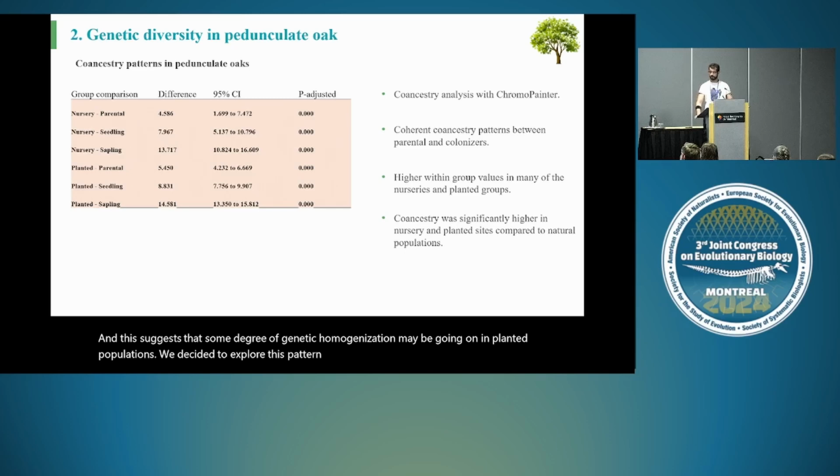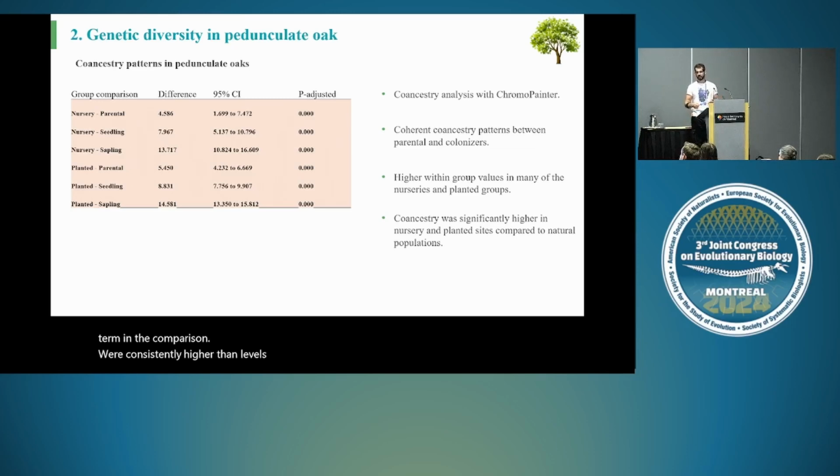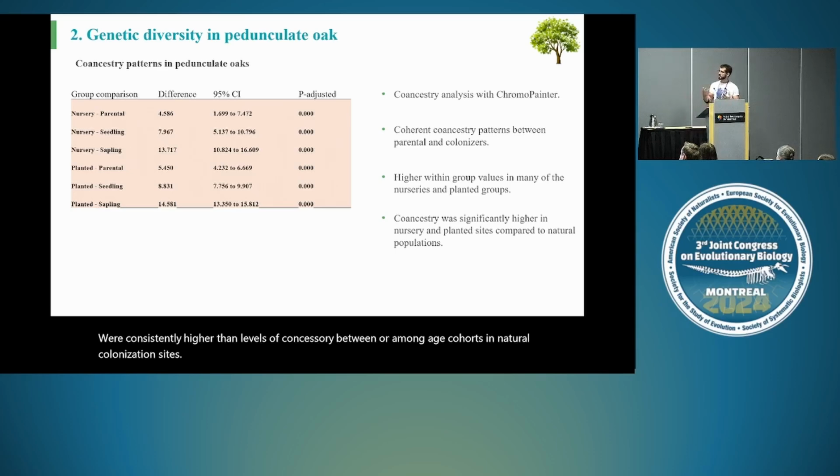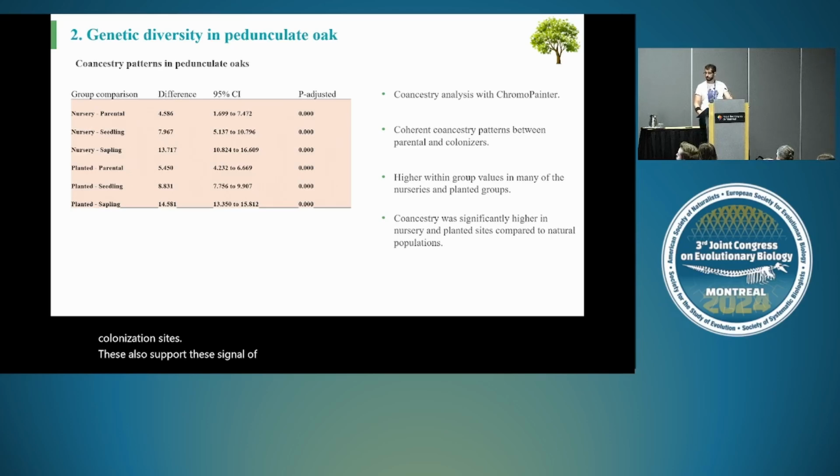We ran an ANOVA followed by a post-hoc test to identify the specific group differences. And as you can see in this table, levels of co-ancestry between nurseries and between planted populations, represented as the first term in the comparison, were consistently higher than levels of co-ancestry between or among age cohorts in natural colonization sites. This also supports this signal of genetic homogenization in planted populations that we previously detected.